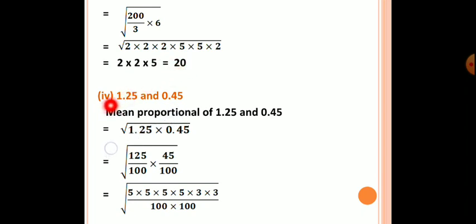Question number 6, part 4, 1.25 and 0.45. So the mean proportional of 1.25 and 0.45 is equal to root over of 1.25 into 0.45. Now let us remove the decimal and write it in fraction form, so it will be easier for us. So in the next step, we have written 125 by 100 into 45 by 100. Now factorizing 125 is 5 into 5 into 5. And factorizing 45 is 5 into 3 into 3, that is 9 5's are 45. So 3 into 3 into 5 divided by 100 into 100.